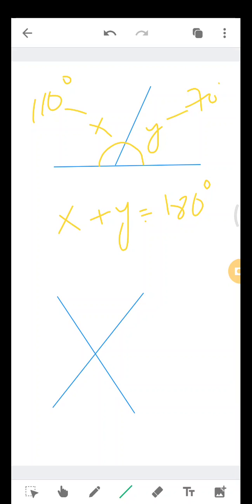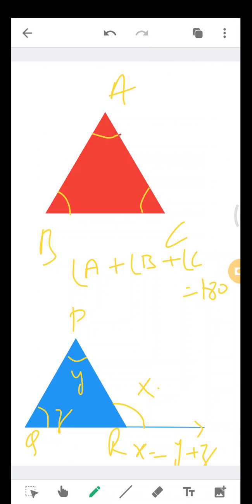Okay, we also discussed in the last session about the vertically opposite angles. Whenever 2 lines intersect, I said you that vertically opposite angles so formed are equal. So here in this case, angle 1 is equals to angle 2. So we can use these concepts whenever required for solving different questions.